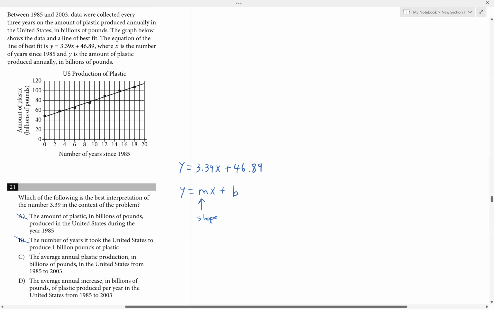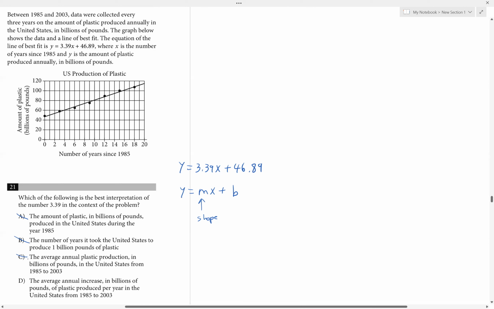C says the average annual plastic production in billions of pounds in the United States from 1985 to 2003. So this is not the rate. It's not the amount of increase, but rather it's the average. They're saying it's the average of the total from 1985 to 2003, so that's not going to be it.